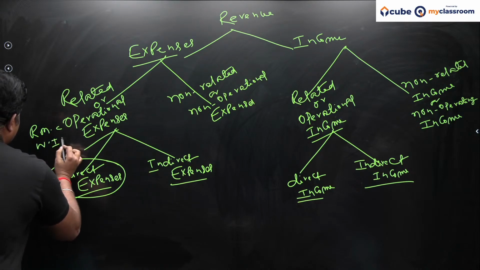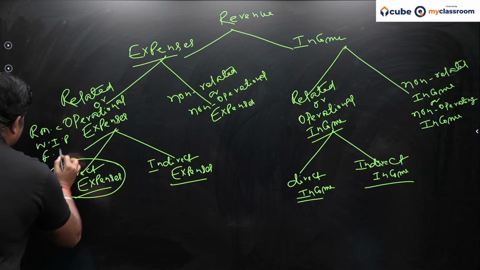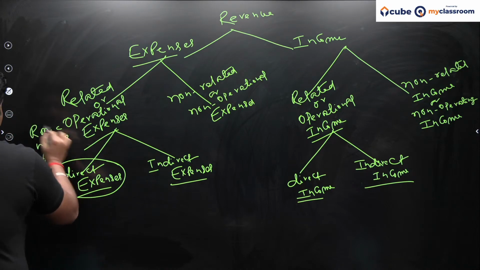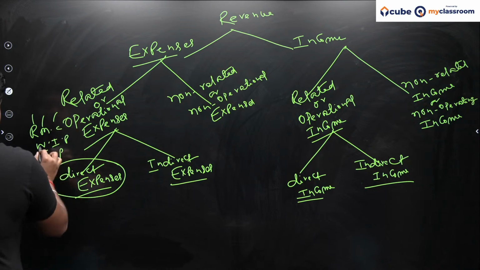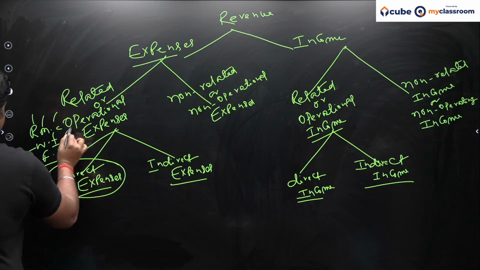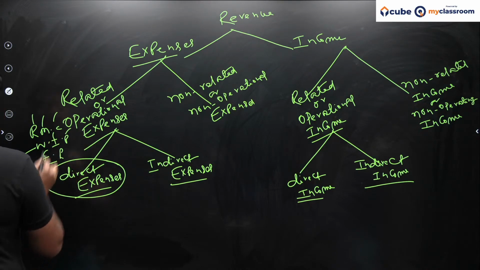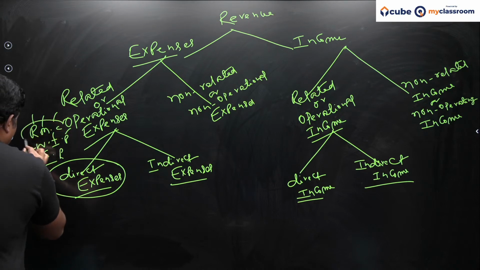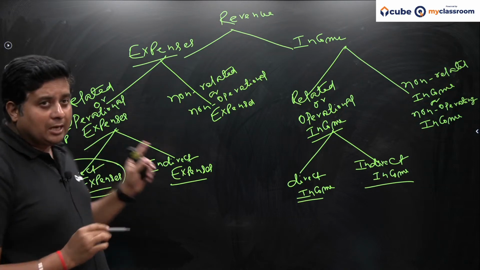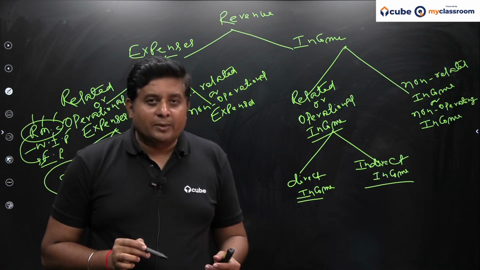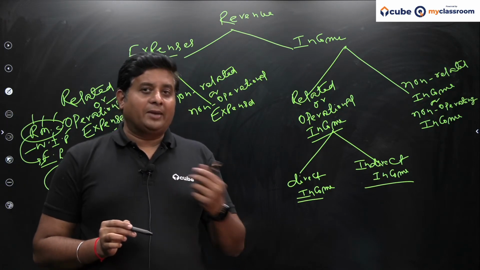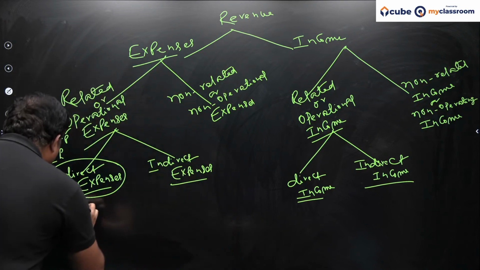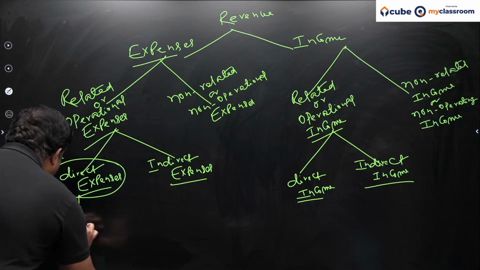WIP and FP. Now what does it mean? RMC stands for raw material consumed, WIP stands for work in progress, FP stands for finished product. So starting from the procurement of the raw material till the finished product, whatever expenses are there, they are called direct expenses. We can also call it manufacturing expenses.